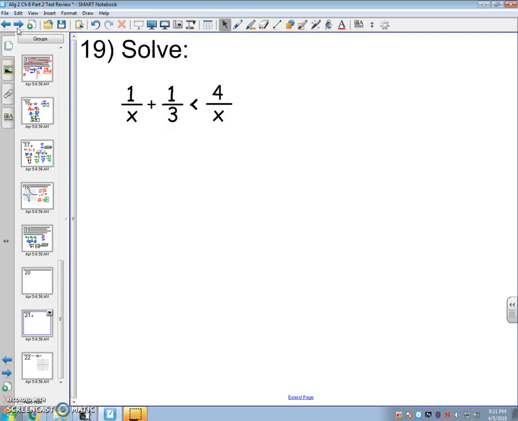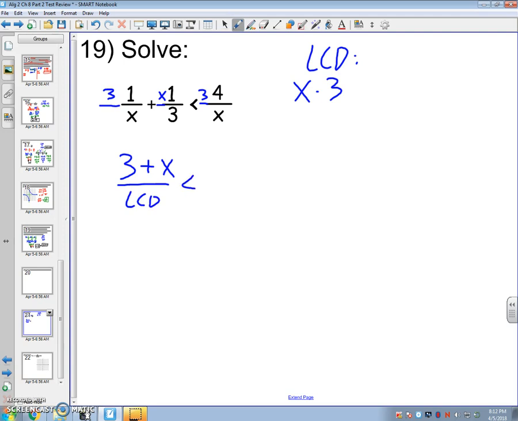Whew, another inequality, adding 5 steps. Let's see, factor the bottoms. They're all factored. So step 2, LCD. We need a 1x and a 3, and that's it. So fix each fraction. First fraction's missing the 3. Second fraction's missing the x. Third fraction's missing a 3, but now all 3 fractions have a 3 and x on the bottoms. We just call it LCD. I'll multiply 3 times 1 is 3, plus x times 1 is x, over the LCD. It's greater than 3 times 4. That's 12 over the LCD.